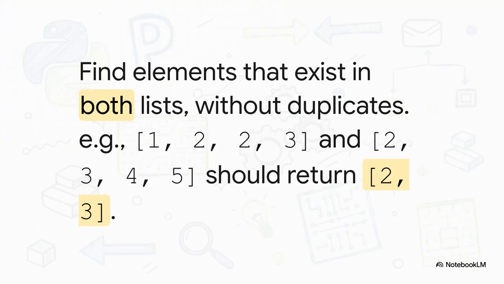So here's the specific challenge. We've got 2 lists of numbers. Now pay close attention. The first list has a duplicate number 2 in it. Our job is to find a clean list of numbers that show up in both of the original lists, but without any duplicates in our final answer. So for these 2 lists, the correct answer we're looking for is just 2, 3.